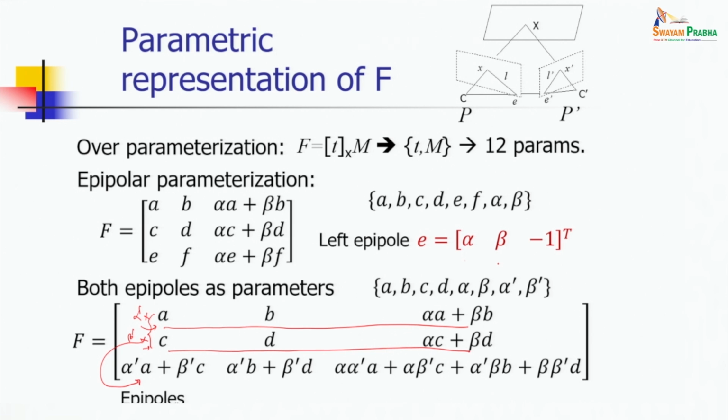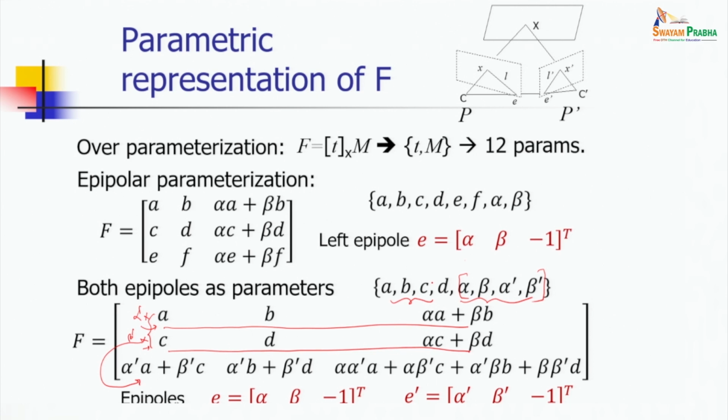So for this configuration, for the left epipole you have alpha beta minus 1 and the right epipole is alpha prime beta prime minus 1. So we can see from this itself that this is the representation of both epipoles, these are the factors, and you actually have 4 independent parameters.